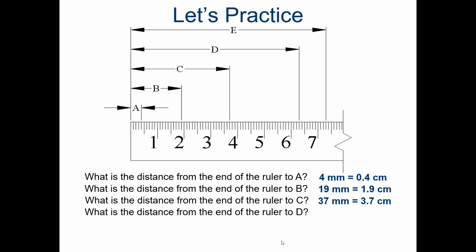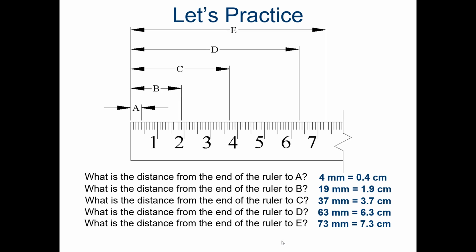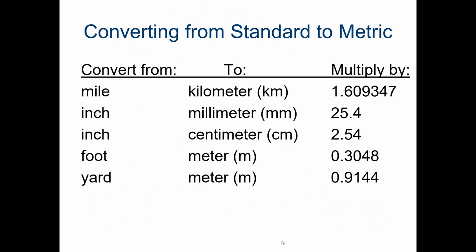All right. Then D is 6 centimeters and then 3 little marks or 3 millimeters. So 6.3 centimeters or 63 millimeters. And then E is 7 full centimeters, 3 more marks, so 7.3 centimeters or 73 millimeters.